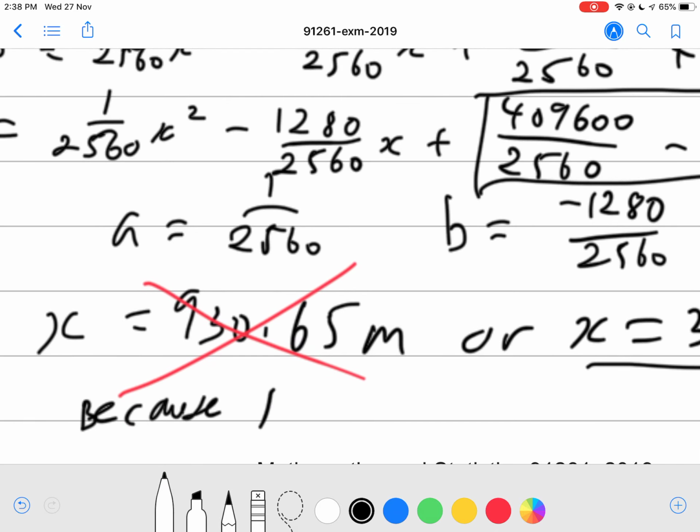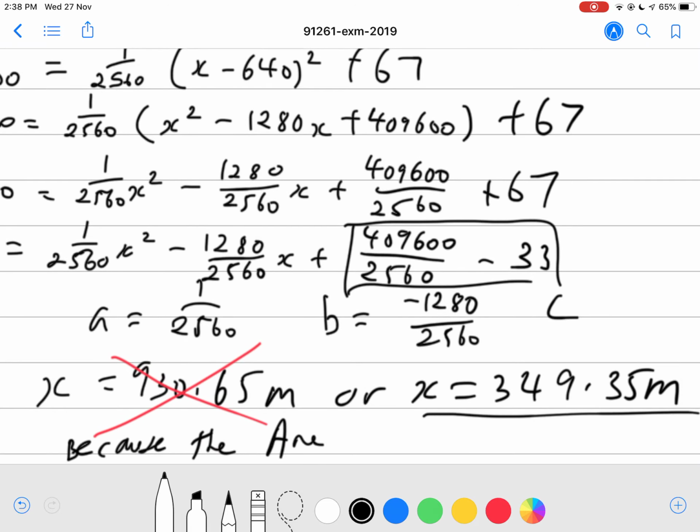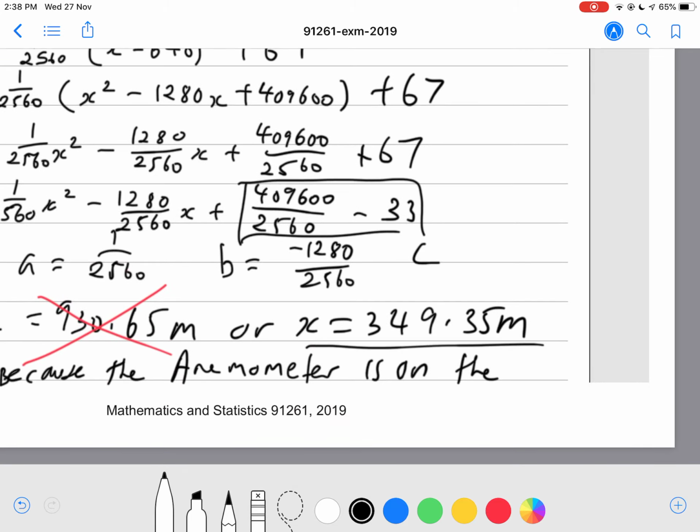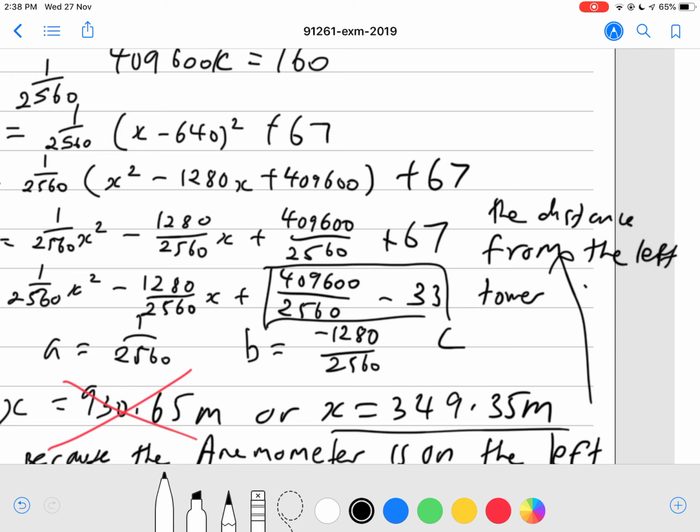because the anemometer is on the left. Running out of space here. Because the anemometer is on the left, the distance from the left tower is 349.35 meters. And that would be your final answer here. And that would get you an excellence grade.